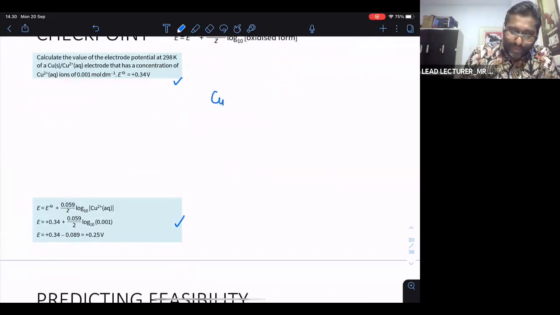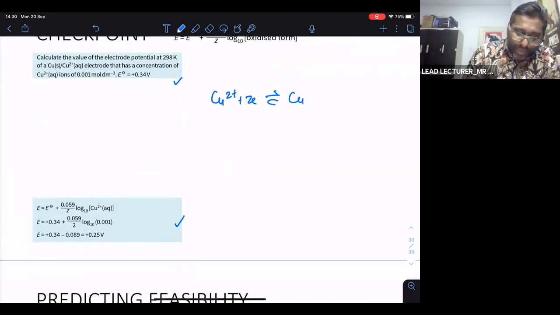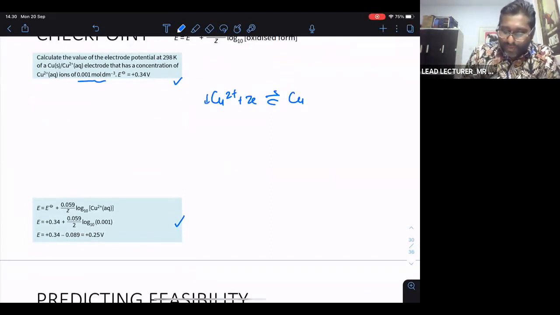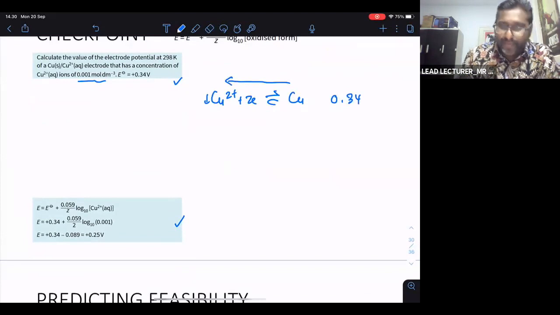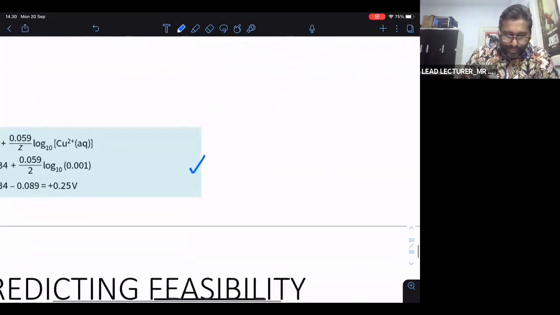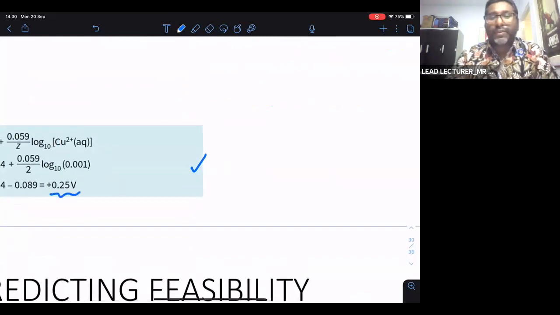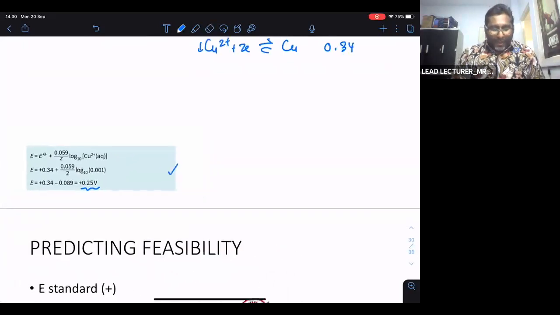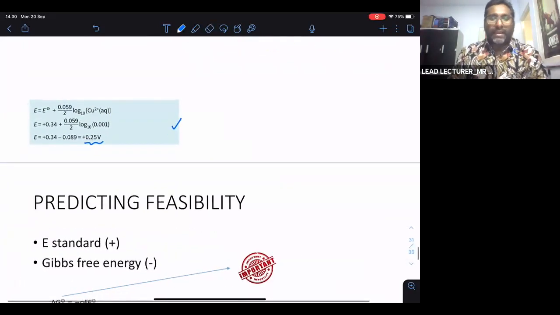You see copper 2+ plus 2 electrons to become copper. You can see copper 2+ concentration is less than 1. If less than 1, it means it's supposed to go to the left. If earlier it was 0.34, what do I expect? I am expecting the value to become less than 0.34. And you can see the value that you calculate is also less than 0.34. This is how you apply. Now, predicting feasibility, we will do it next lesson.